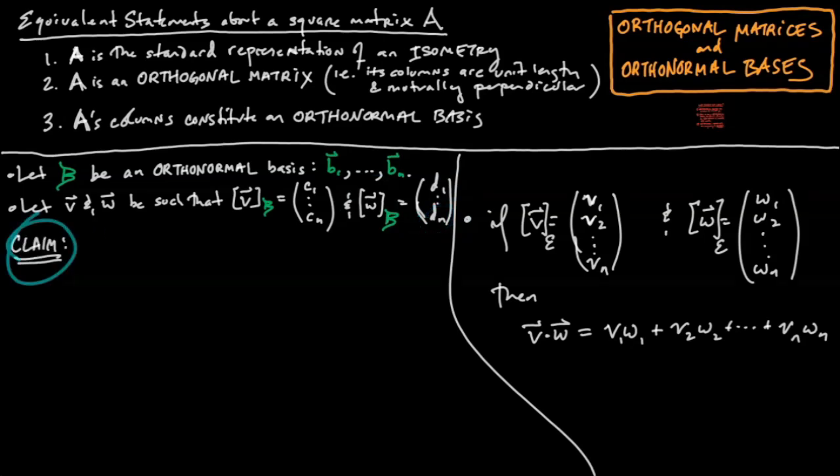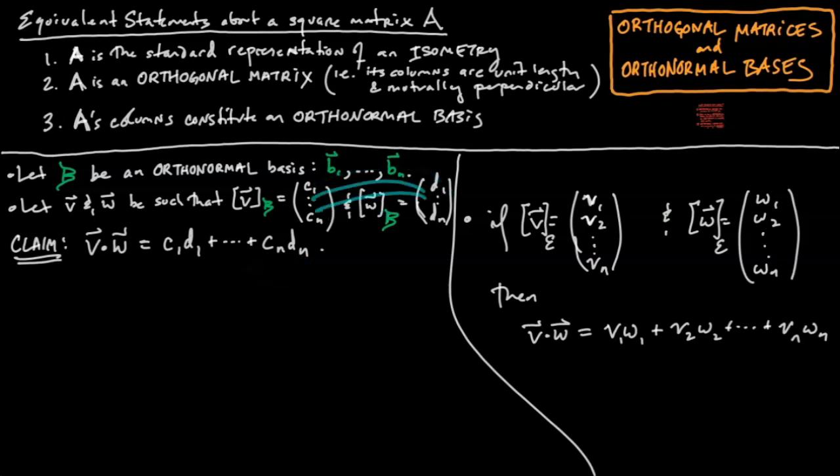And I claim that the dot product of V and W will be, thanks to this beautiful orthonormal basis, C1 D1 plus C2 D2 plus all the way down to Cn Dn, so that we can actually play that game where we just multiply the corresponding coordinates and then add them all up. And if our basis is orthonormal, it really will give us the dot product. Why is that so? Is this some mystery that we can't understand? No, we can understand it.